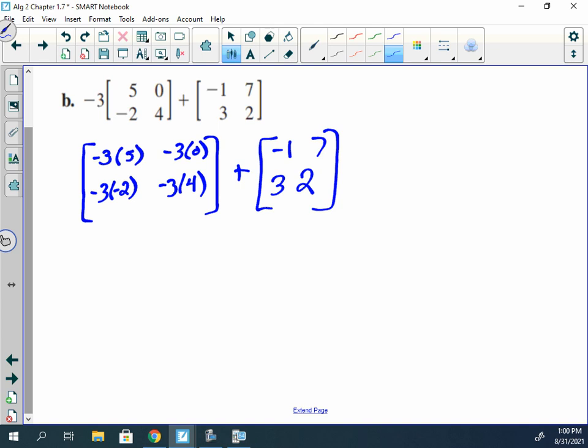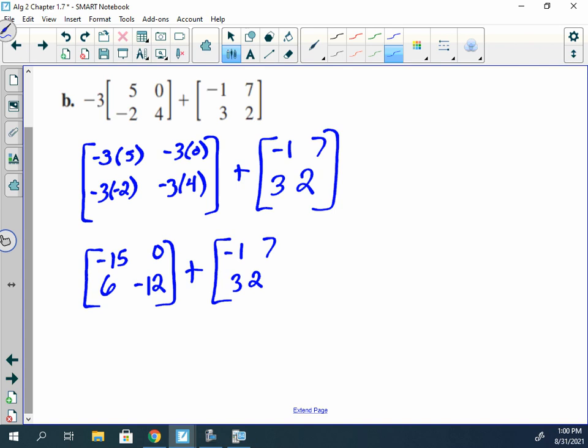So negative 3 times 5 would be negative 15. Negative 3 times 0 is? 0. Negative 3 times negative 2 is positive 6. And negative 3 times 4 is negative 12. Now we just need to add the two together, yes?